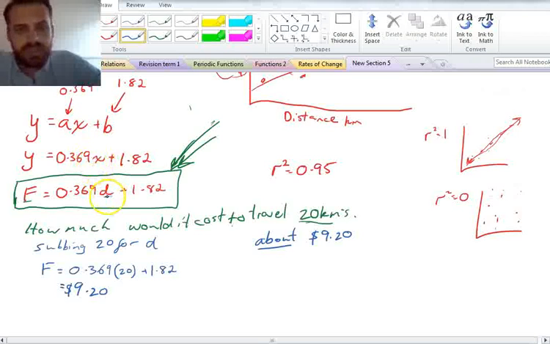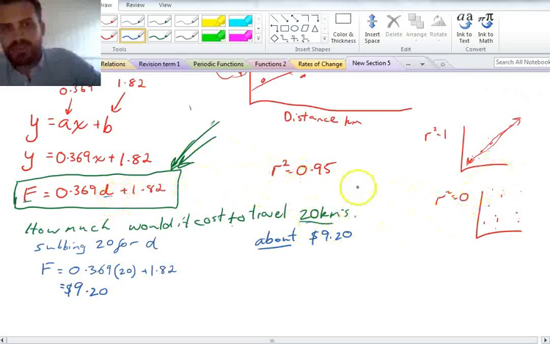What if I travel 10 kilometers? What if I travel 8 kilometers, 5 kilometers, 50 kilometers? It starts to break down if you increase it by too much, because you don't really travel on Brisbane City Council buses for hundreds of kilometers, so it wouldn't really make sense to extrapolate this out to 50 or 100 kilometers. Okay, the second type of question, which is more difficult, is the reverse of this.